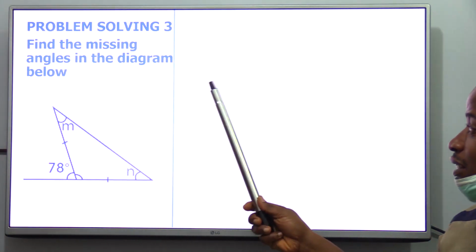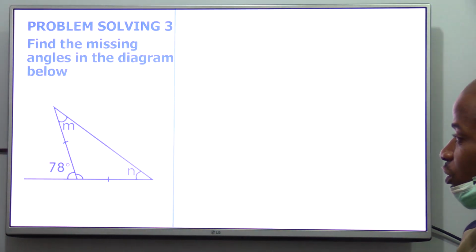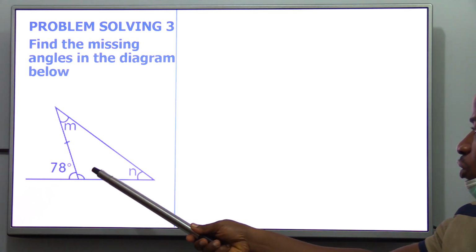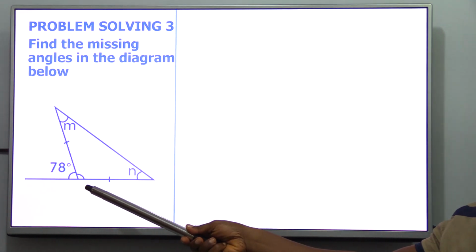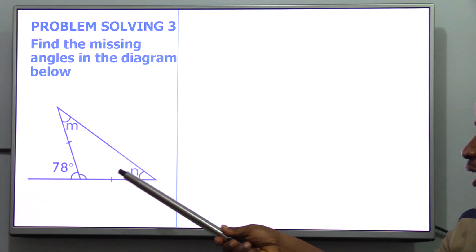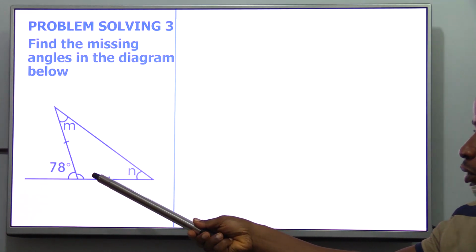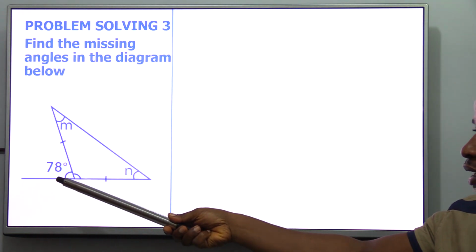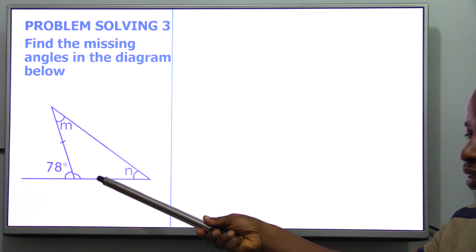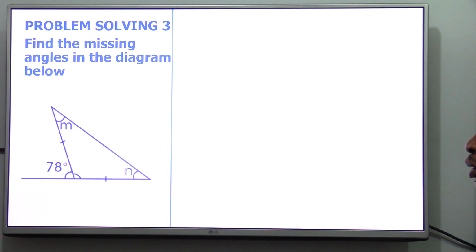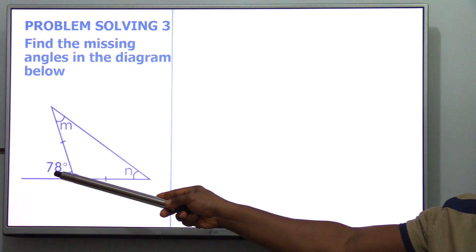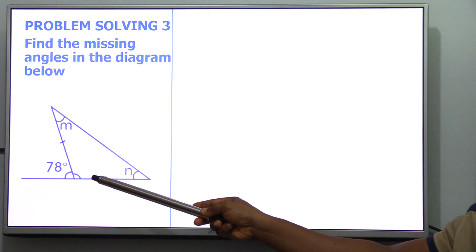Problem 3 says, find the missing angles in the diagram. And the angles that we're told to find is angle M and angle N. And there is no other angle on the inside of the triangle, so we just know M and N, and the third angle is not indicated. But outside the third angle, you have 78 degrees. That is, 78 degrees forms a semicircle with the third angle that we do not know. So, to solve a problem of this nature, you might start from what you know, and that is 78 degrees, and find the one that is linked to it.